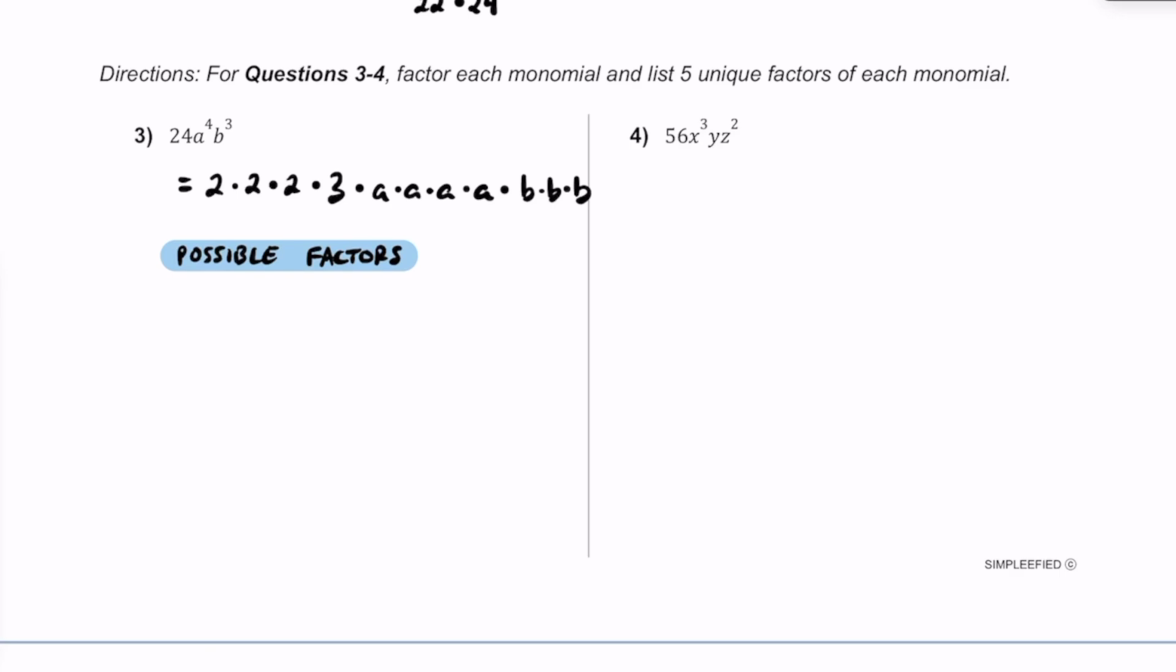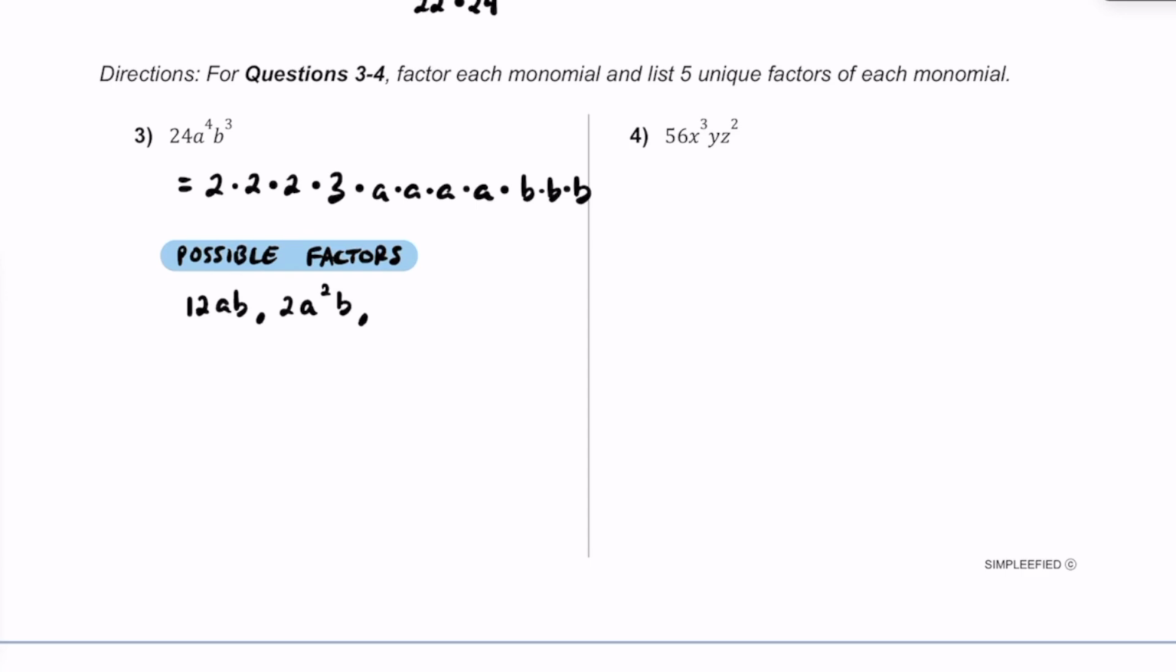You could say something like 12AB, right? That's definitely going to go into it. So again, any combination of any of these individual factors is going to get you there. So you could also say something like, I don't know, 2a squared b. Just don't go over the exponents in terms of what we actually have. They have to be smaller or equal to those exponents, so we can write that.